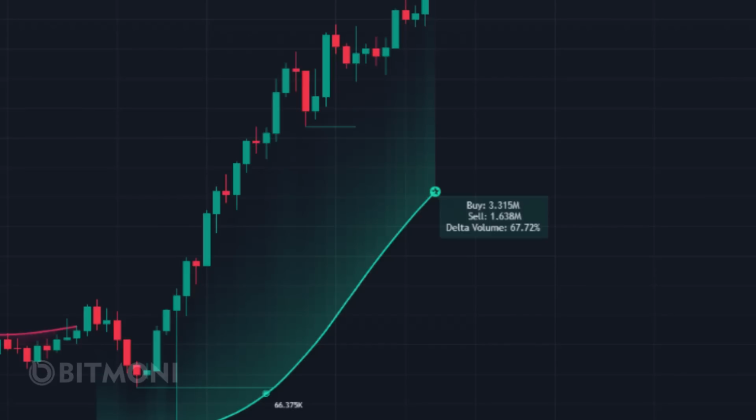And it's not just bullish, it's a strong bullish trend. Looking at the table, you can see the strength of this trend reflected in the delta volume, which is 67%. In my experience with this indicator, whenever this number exceeds 50%, that usually indicates a strong bullish trend. And when using this indicator to trade, you want this number to be as high as possible, preferably over 50%, or at the very least 30% for a decently strong trend.